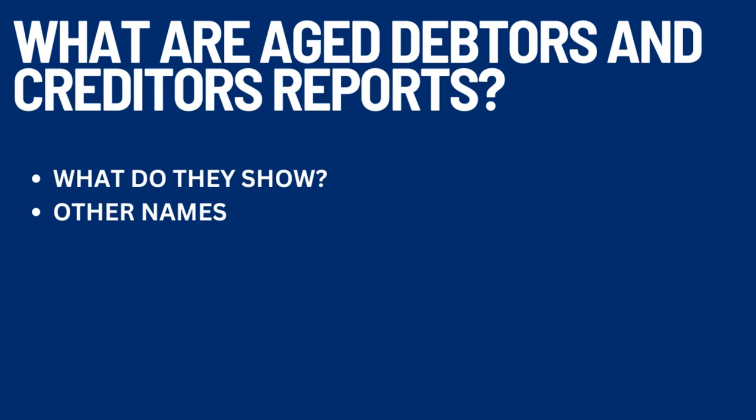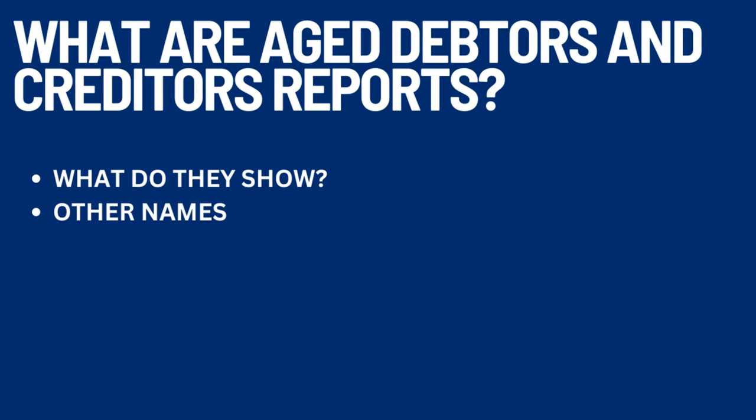On the flip side, the aged creditors report shows all the invoices the entity owes its suppliers. So all outstanding invoices with trade creditors. Trade creditors are suppliers that invoice the entity, the company, the business, on credit terms. Trade debtors are customers that the business, company, entity invoices on credit terms.